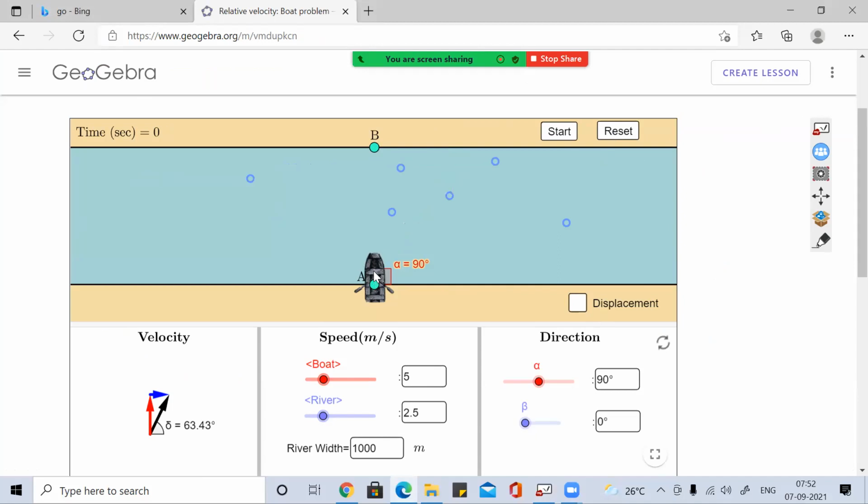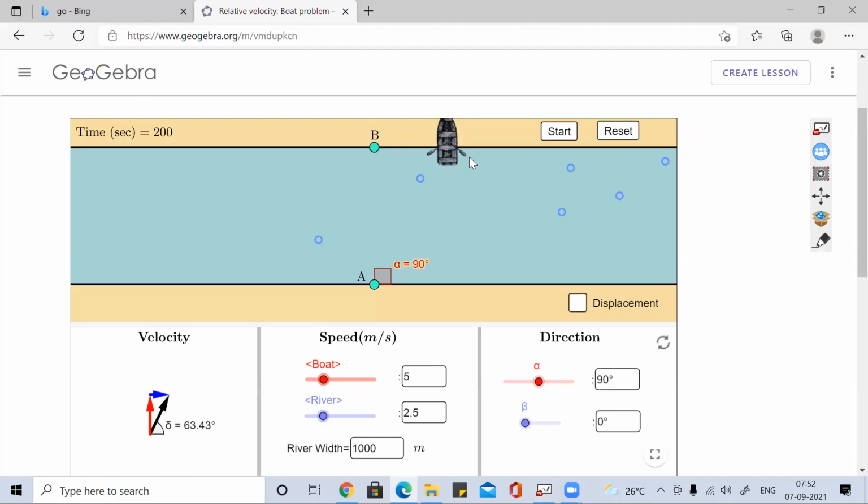You can see the direction of the boat. I'll play it. See the direction of the boat. The boat is always which side? j direction, or not? Has the boat direction changed? No. His effort is always trying to move this side only. Are you able to understand? His effort is always towards B only. But because of the river flow, he's going to some other point C.